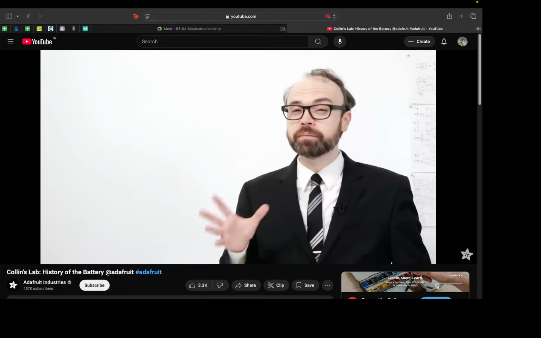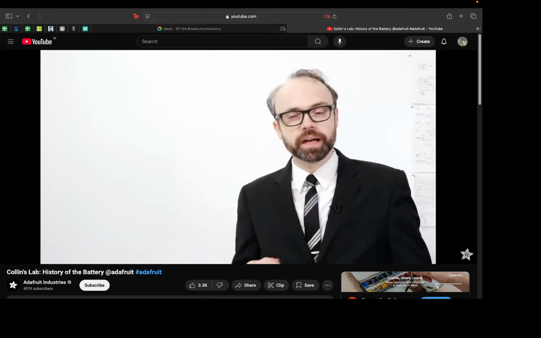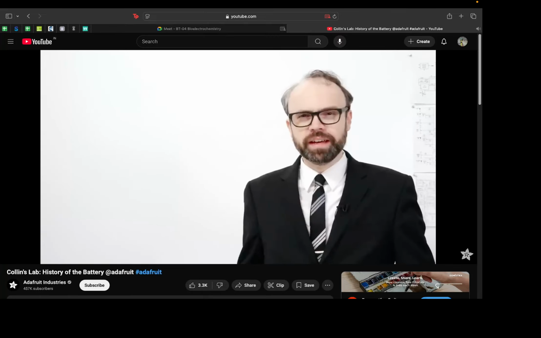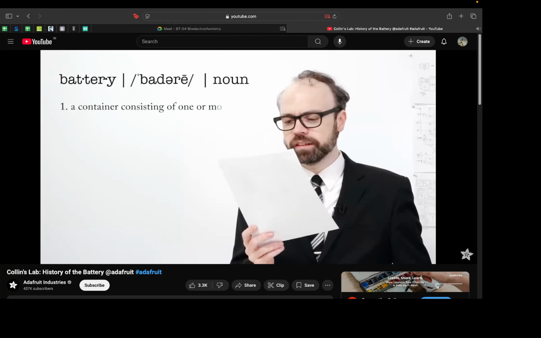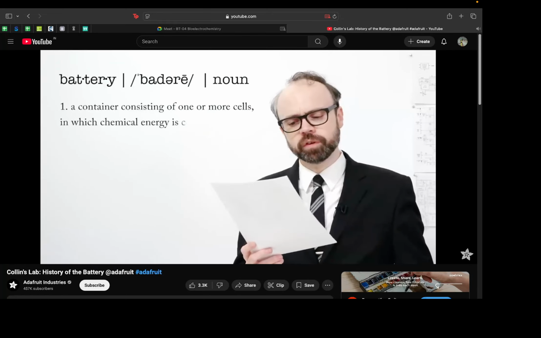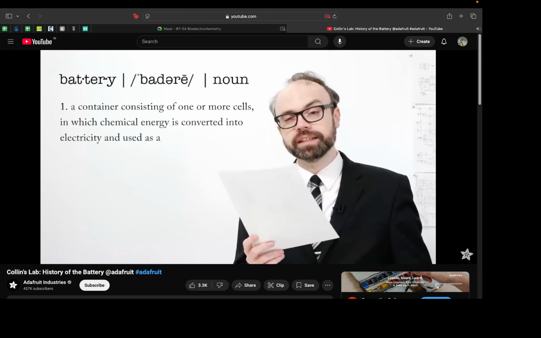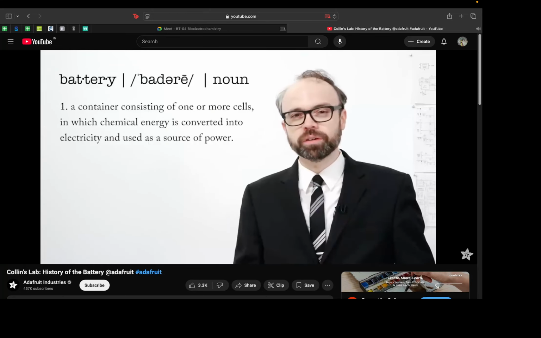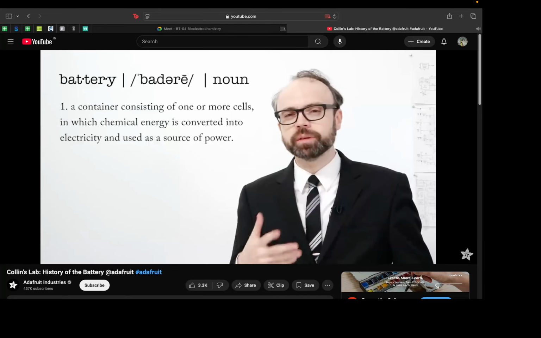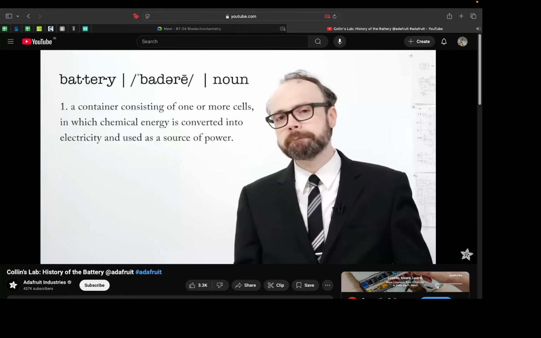Of course, Franklin's capacitors are not batteries in the modern sense. We define a battery as a container consisting of one or more cells in which chemical energy is converted into electricity and used as a source of power. It would be another 11 years before someone used a chemical reaction to reliably produce electricity.